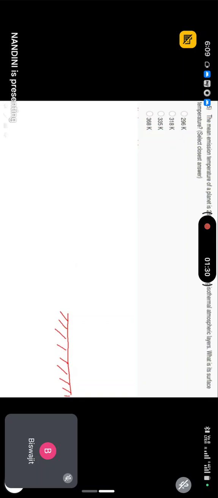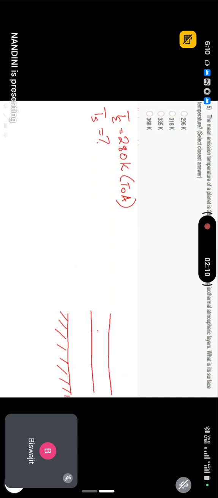Okay, I'll just read out the question once. The mean emission temperature of a planet is 280 Kelvin. It has two perfectly absorbing isothermal atmospheric layers. What is its surface temperature? So in the question, the emission temperature of the planet is given, which is 280 Kelvin, which is basically what is being emitted from the top of the atmosphere. And they are asking what is the surface temperature, which is Ts. And about the atmosphere, they are telling that the atmosphere is basically two layers. Both of them are perfectly absorbing.